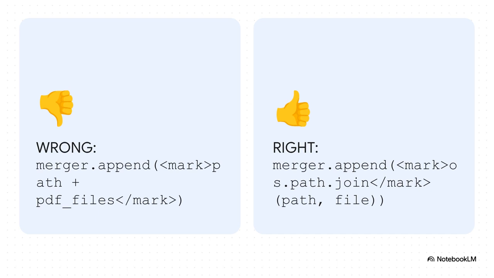And here is the fix, right on the right-hand side. Notice 2 key changes. First, we're now looping through each individual file in our list of files. That's a huge difference. And second, and this is so critical, we're using os.path.join. Instead of just smashing 2 strings together and hoping for the best, os.path.join intelligently builds the full, correct file path. It's the proper Pythonic way to do it, and it works flawlessly on any operating system.